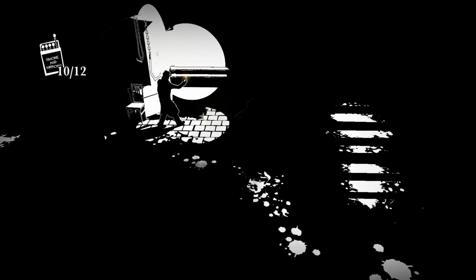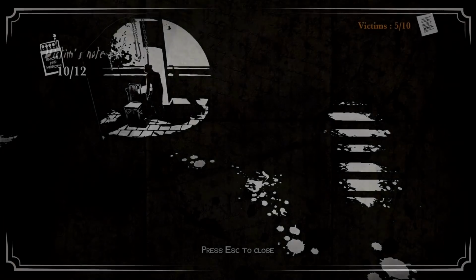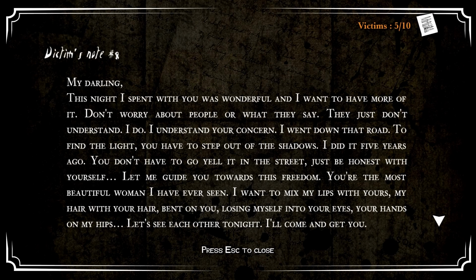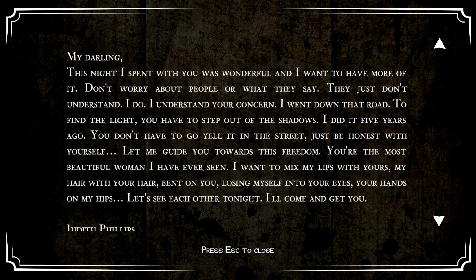Until then, I'm gonna stay on this side and read this note. Oh, more victims. My darling, this night I spent with you was wonderful, and I want to have more of it. Don't worry about people or what they say. They just don't understand. I do. I understand your concern. I went down that road. To find the light, you have to step out of the shadows. I did it 5 years ago. You don't have to go yell it in the street, just be honest with yourself. Let me guide you towards this freedom. Freedom of knife in sternum.